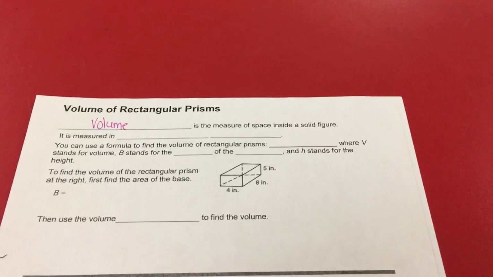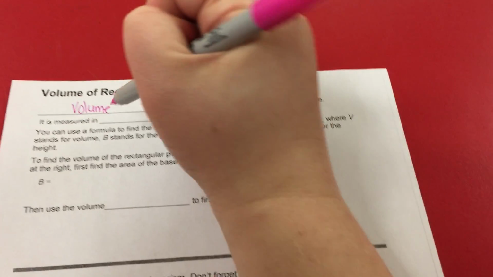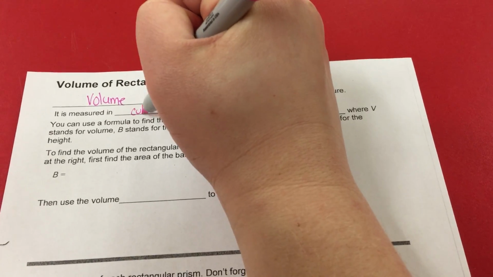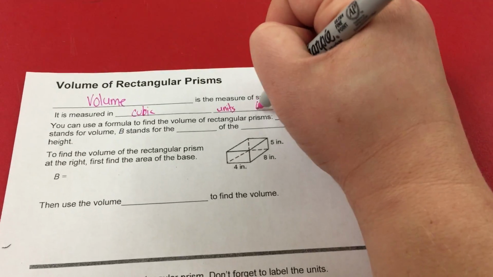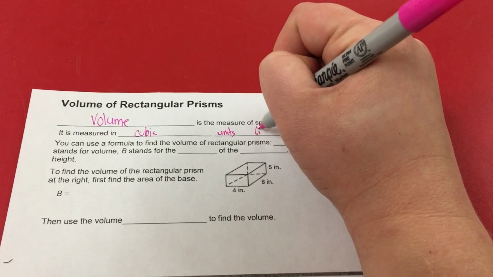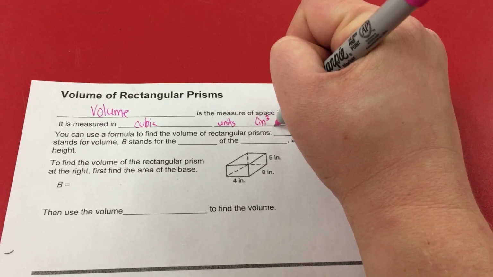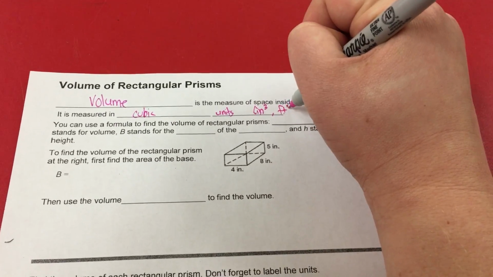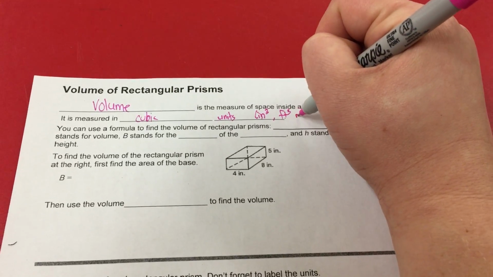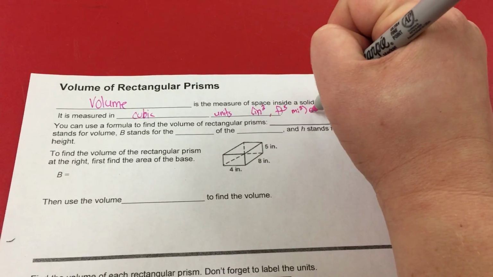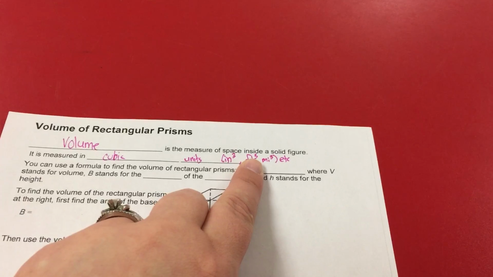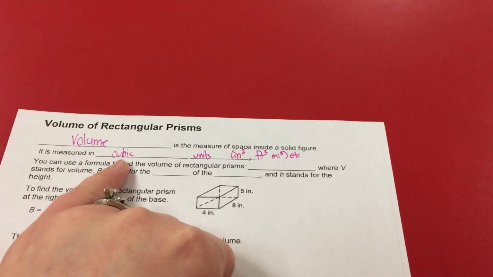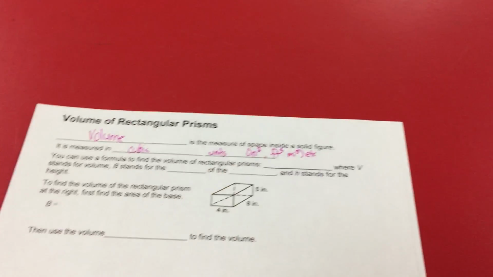So volume is actually going to be measured in what we call cubic units. I'll give you some examples here. I'm going to ask you to also write down inches cubed, feet cubed, miles cubed, etc. We're used to area, where we write inches squared, feet squared. Those are square units. These are cubic, meaning to the power of 3.